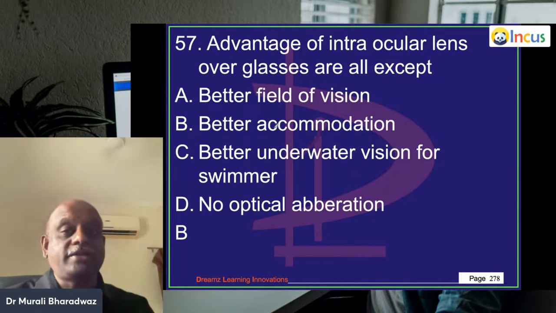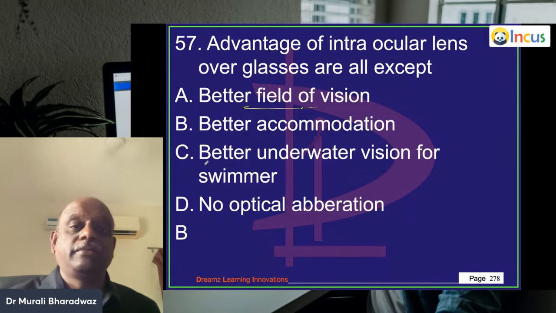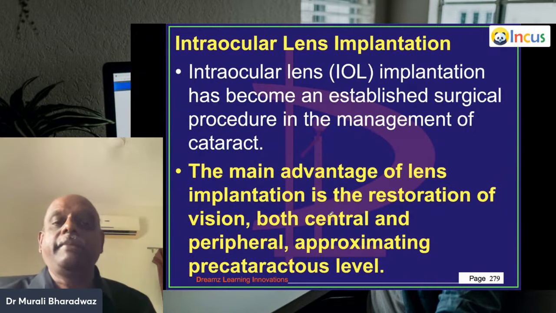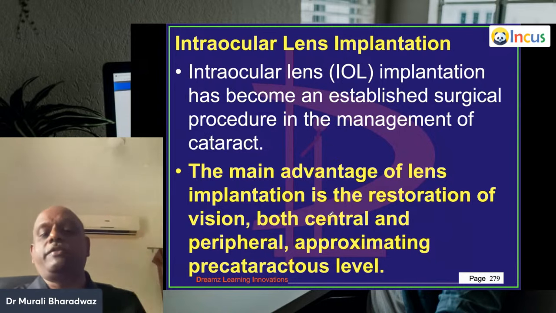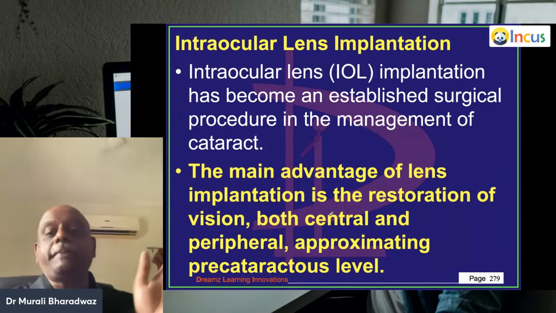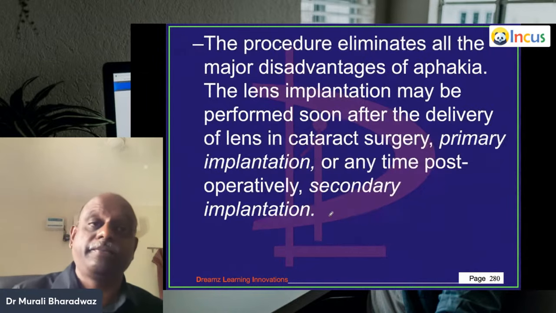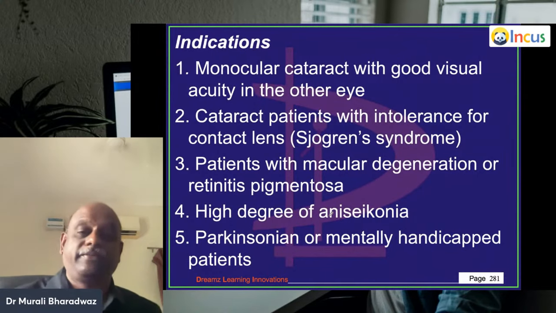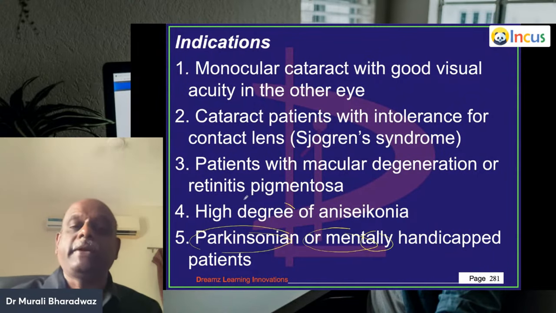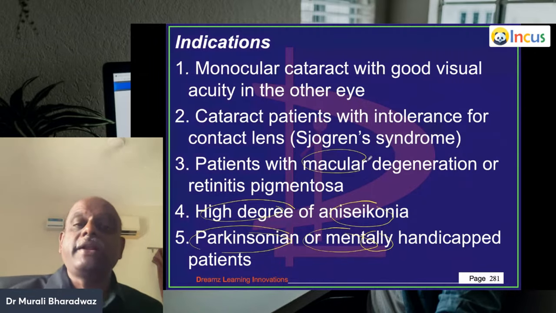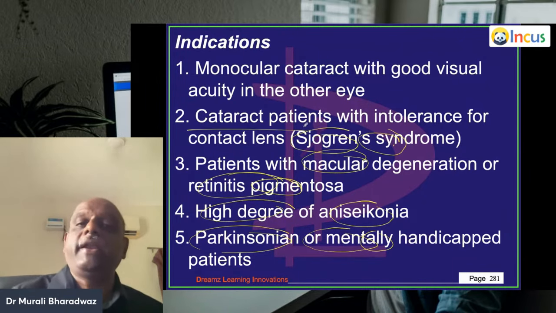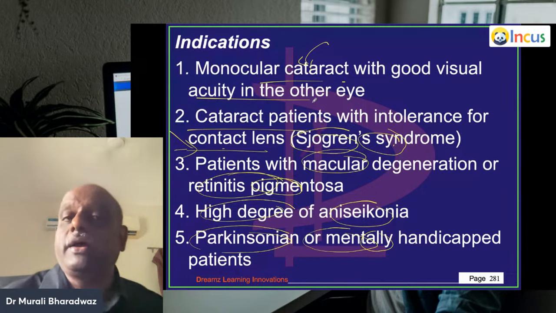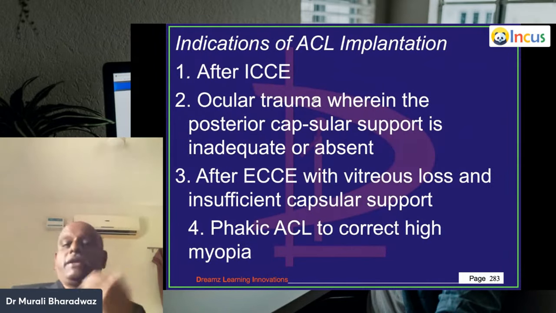Intraocular lens compared to glasses: better field of vision, better underwater vision if you're a swimmer, no optical aberration. The main advantage of lens implantation is you restore the vision, both central and peripheral, almost to the precataractous point. So what are all the indications of intraocular lens implantation? Parkinsonism patient, mentally handicapped patients, high degree of anisometropia, macular degeneration, retinitis pigmentosa, Sjogren syndrome, where the patient has an intolerance for contact lens, or whenever there is a monocular cataract with a good visual acuity in the other eye, they are all the indications.